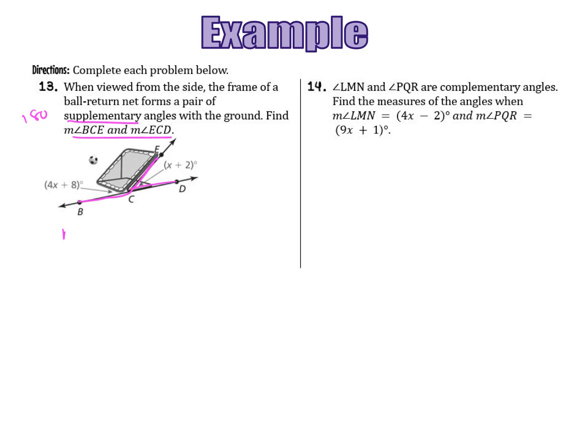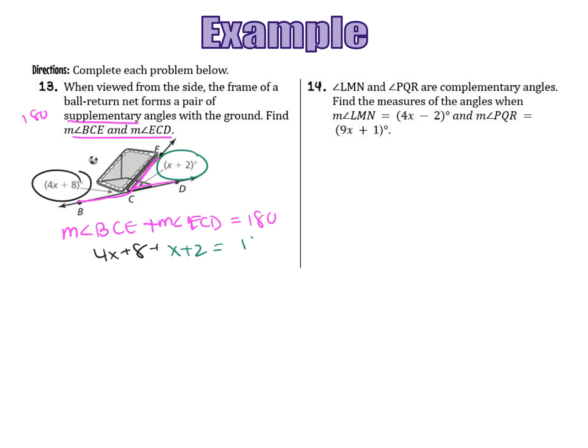Well, I know that the measure of angle BCE plus the measure of angle ECD is equal to 180, since that's what it means to be supplementary. Then I can substitute in what I know. This is 4x plus 8, and this is x plus 2. That's going to equal 180. Then I can combine like terms.